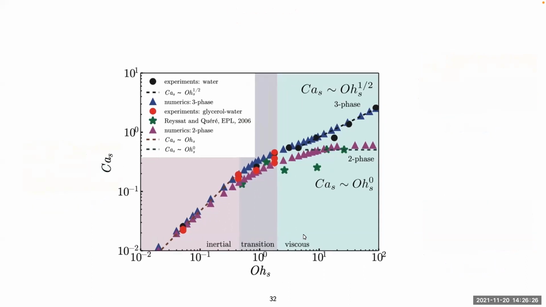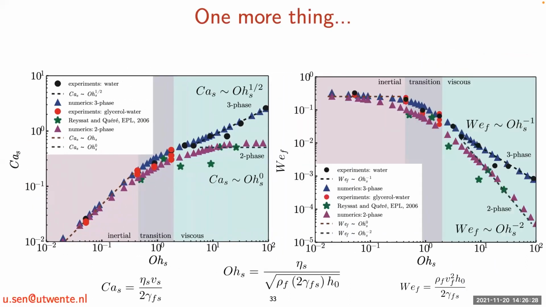We can also recast our entire phase space in the Weber-Ohnesorge space, and you can see we identify two distinct scaling laws here. For the two-phase retraction, it's Weber goes as 1 over Ohnesorge squared, while the three-phase scaling is Weber goes as 1 over Ohnesorge, and these scalings are Ohnesorge F independent. Basically, this shows that for the three-phase retraction, the local viscous dissipation governs the dynamics of the retraction.